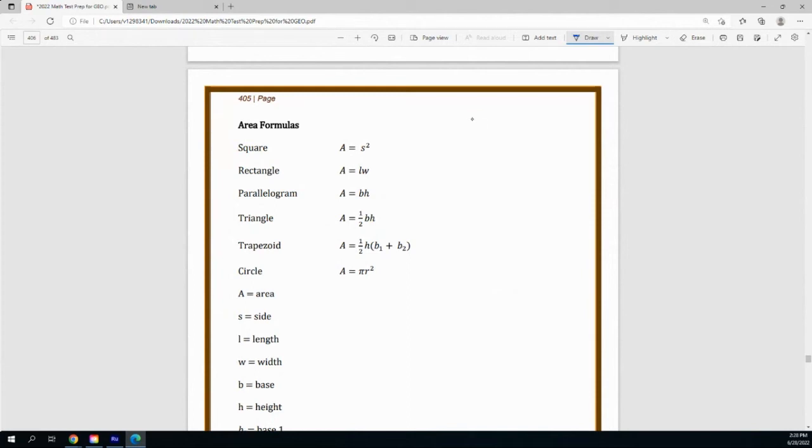Area formulas. These area formulas I got directly off of the GED formula sheet. So the formulas you're looking at are exact. They're exactly what the formulas look like on the formula sheet. Do you have to memorize these for the test? The answer is no. They are given to you, though you do want to know what the letters stand for.